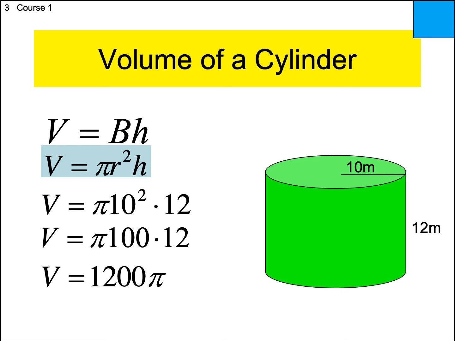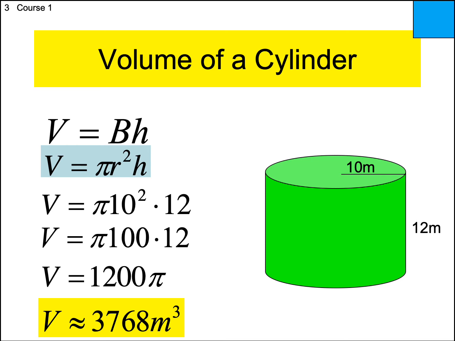But in most of the questions tonight, they don't ask you to leave it in terms of pi. They just simply say, what's the volume? So let's go ahead and multiply by 3.14. Remember, you can use your calculator. I'm going to round most of my answers to the nearest whole number today. So we got 3,768 cubic meters.